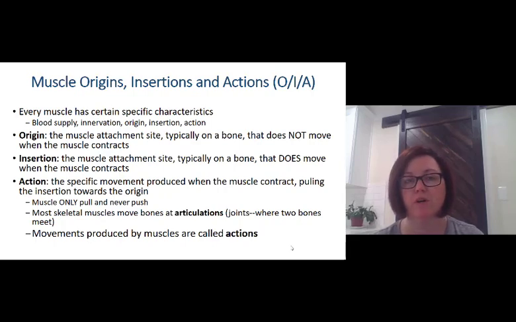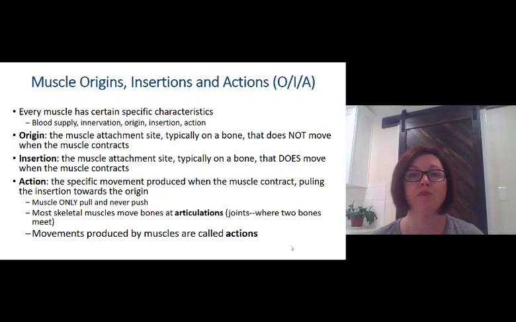Hello, in this video I want to talk just a little bit about muscle origin, insertion, and action. These are concepts that some students struggle with when they're studying muscle anatomy. So we're talking about skeletal muscles. These are the large muscles that move your body, and they move your body by pulling on bones. Muscles only pull, they never push.